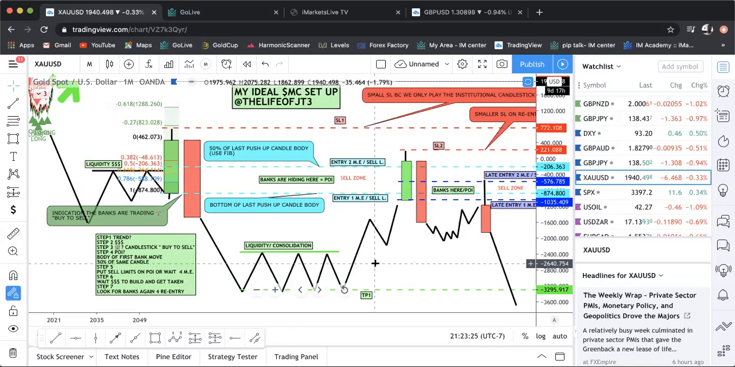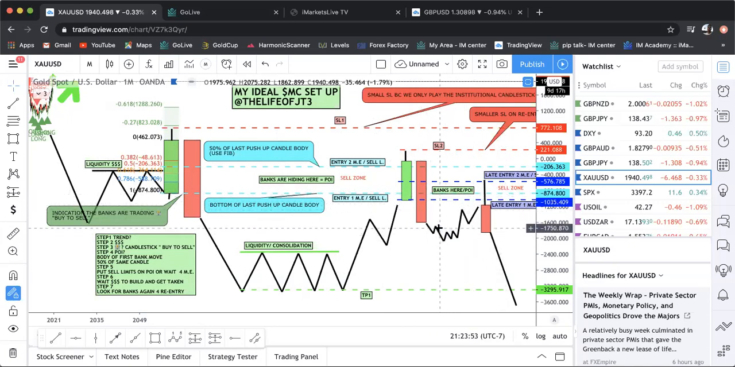But yeah, so step number 7, we're looking for our reentry. So price came up. We had our institutional, our buy to sell, and we did exactly what we did before. We found our POIs. We found where the banks are hiding. And we know where the banks are hiding. This is our sell zone.